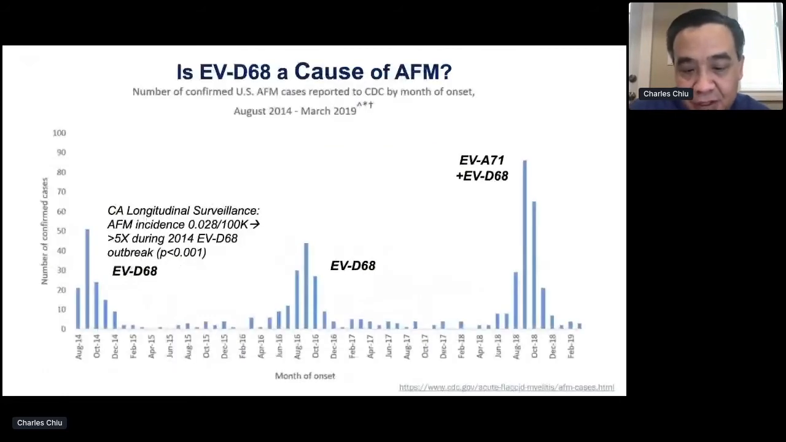So the key question is, is enterovirus D68 a cause of AFM? I think that the scientific consensus is that indeed it is a cause, but it may not necessarily be the cause of AFM. As you can see by the slide here, in 2018, for instance, there were documented AFM cases where some of them were caused by a different strain of enterovirus called enterovirus A71 versus enterovirus D68, which really brings me back to the importance of diagnostics for this disease.